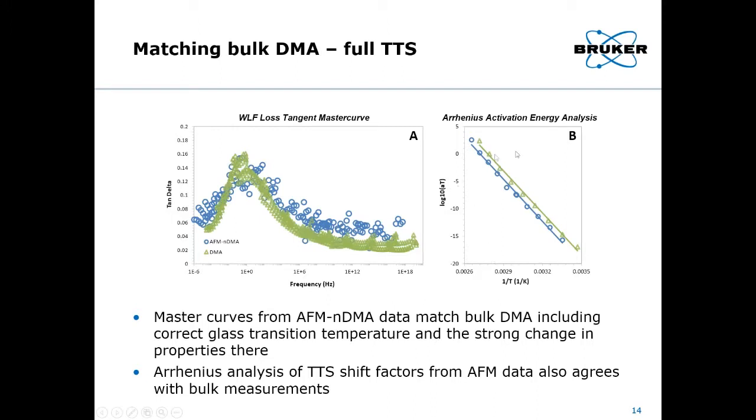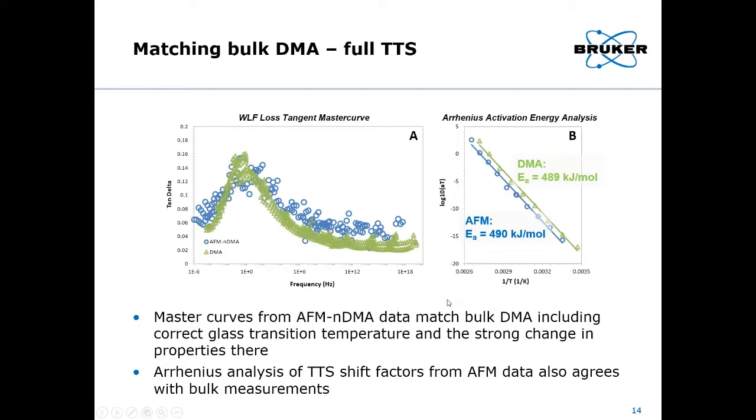the shift factor. And so you can see that if we do the same analysis for Arrhenius on both the bulk DMA measurements and the AFM measurements, then we get very close to the same activation energy. So it works pretty well for bulk measurements. And it really looks like we can do bulk measurements pretty well.